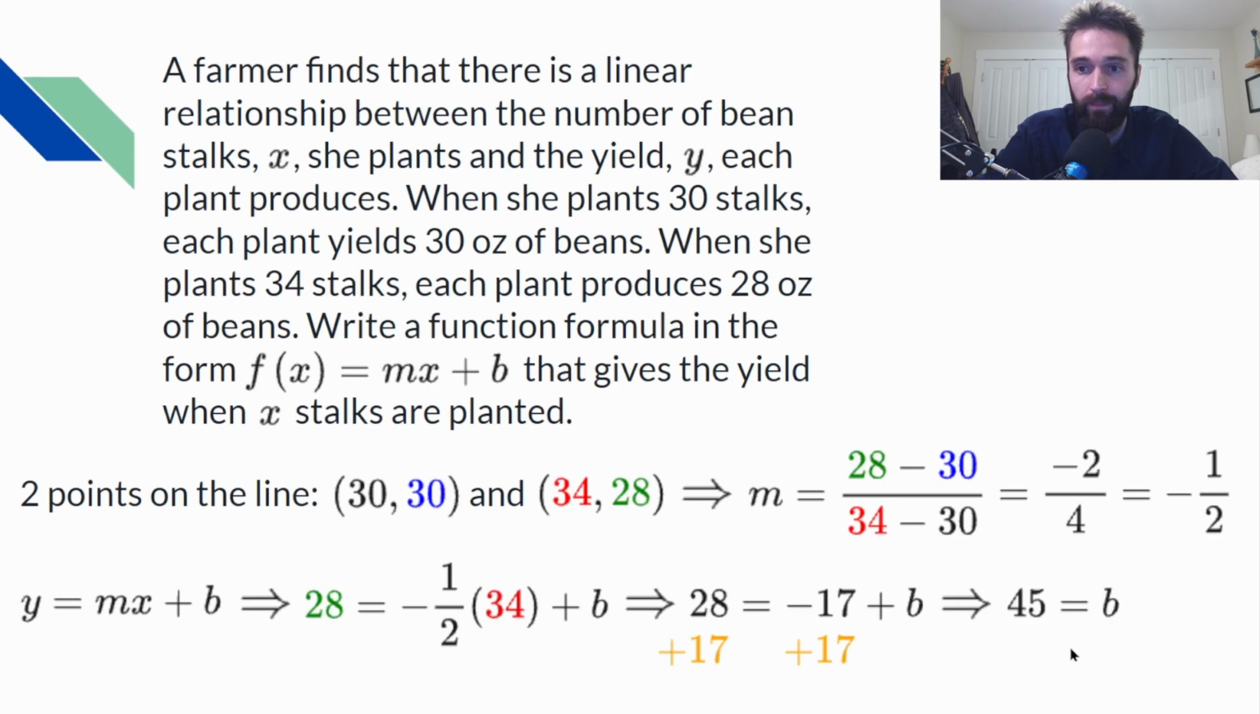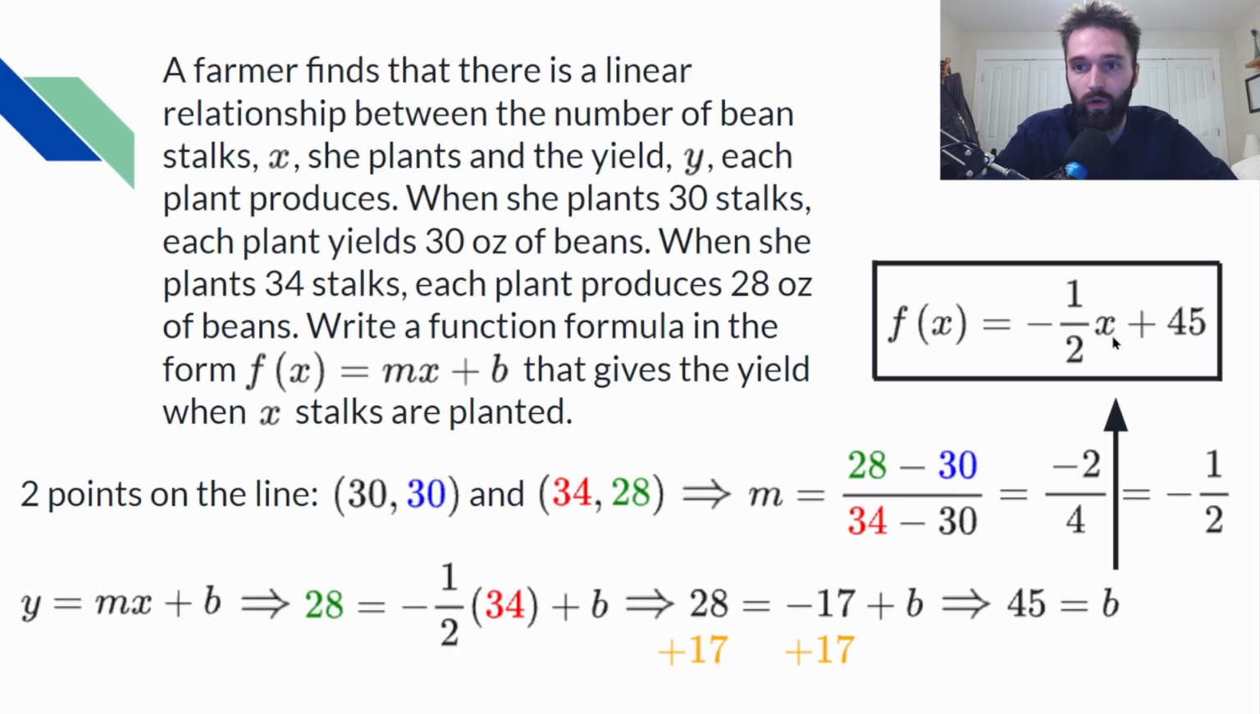And that gives us b equals 45. Okay? So we have m and we have b, which means that we can plug the values into this to get our function formula. All right? This is our final answer. F of x equals negative 1/2 x plus 45.